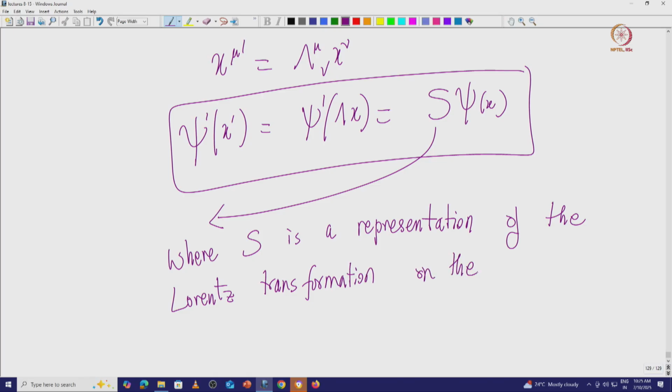On the spinorial space, psi is a representation of the Lorentz transformation. Now we say that the form of the Dirac equation should be completely invariant under Lorentz transformations. Why is there no modification?